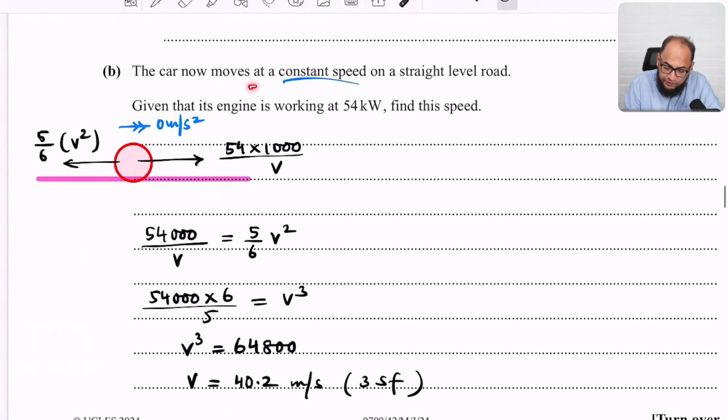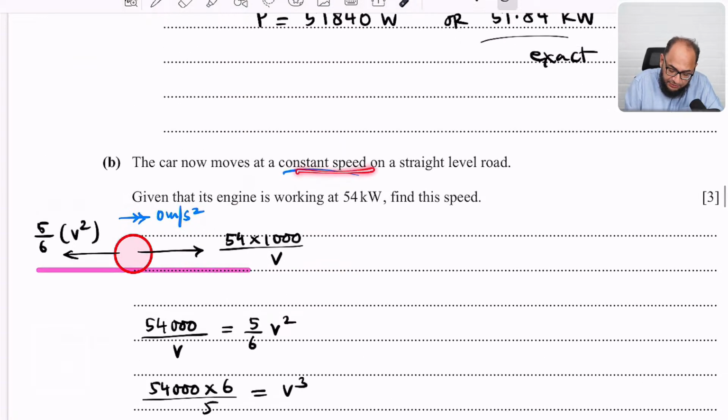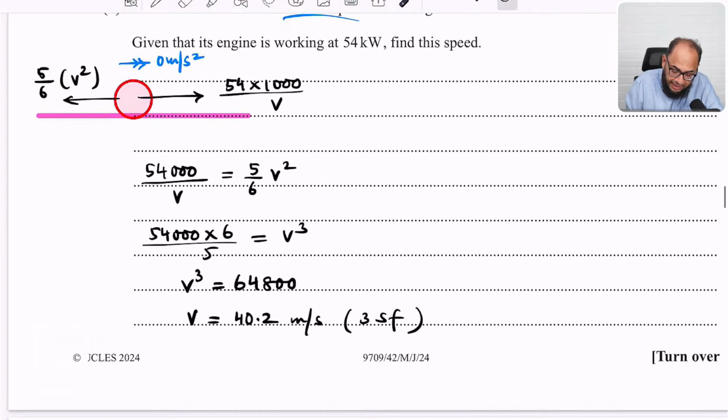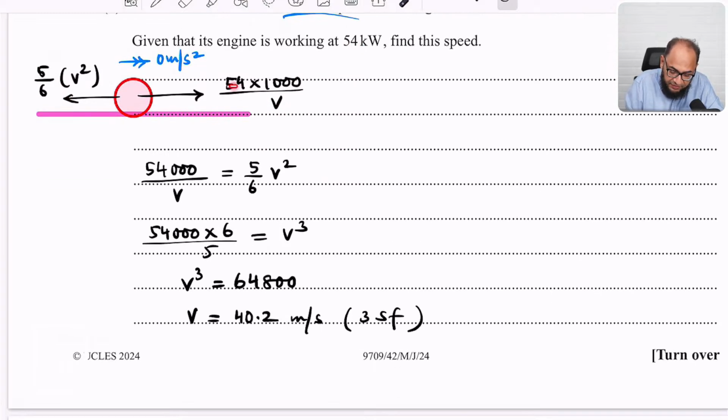The car now moves at a constant speed on a straight level road. Given that the engine is working at 54 kilowatts, find the speed. So now again, constant speed, we don't know what's the speed, so let it be v. 54 kilowatts, that's 54 into 1000, that's the forward force. kv square is the backward force. So we have 54,000 over V is 5 over 6 V square. Looks like a scary equation, but it's not. It's just a cube thing. V cube is this much. Therefore, V is 40.2, correct to 3 significant figures.